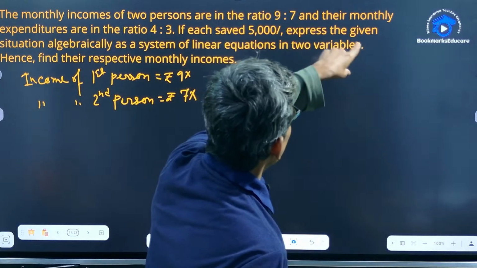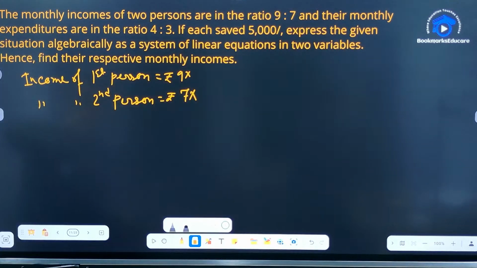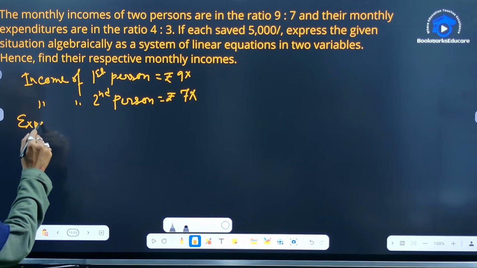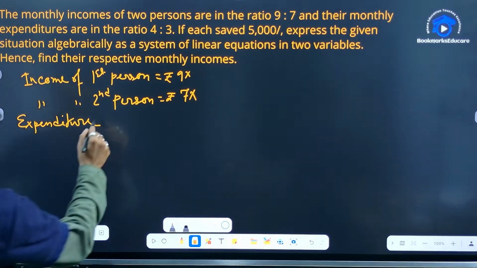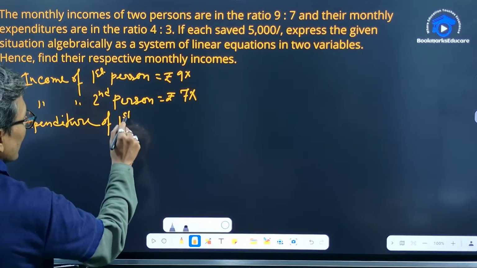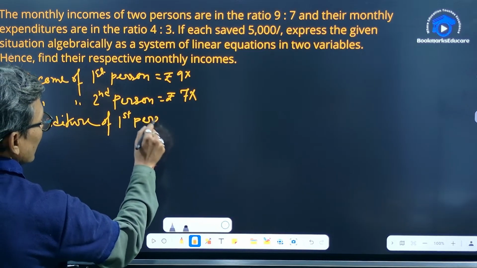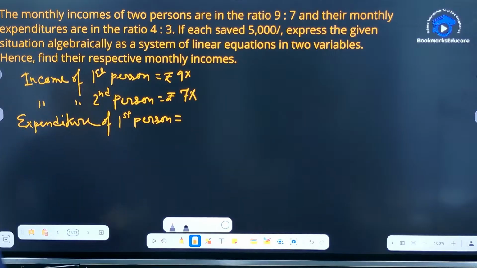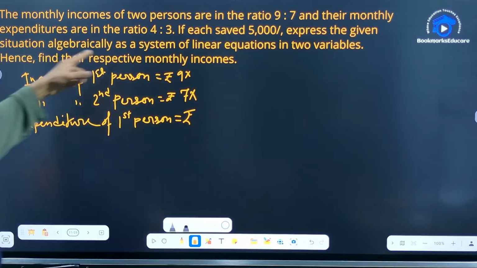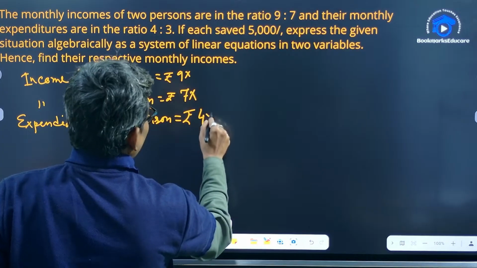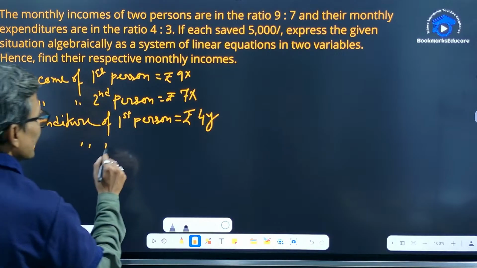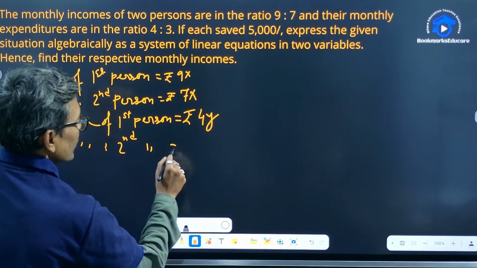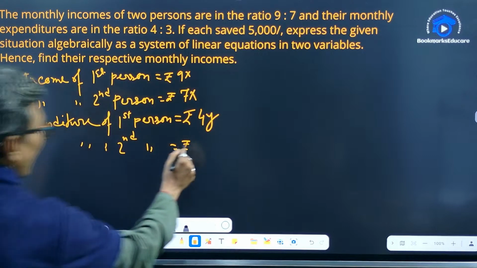and their monthly expenditures are in the ratio 4:3. So expenditure of first person is rupees, let us assume 4y, sorry, x पकड़ लिए तो 4y, and expenditure of second person is rupees 3y.